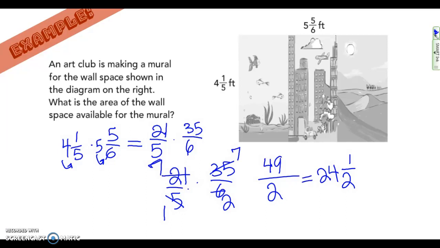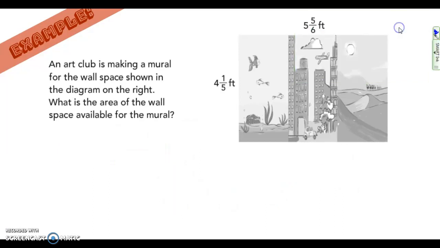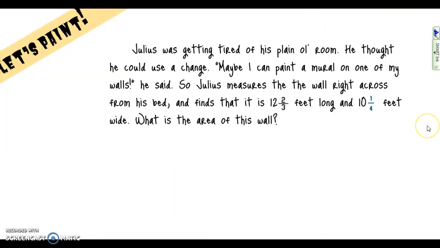Let's move on to the next one. All right, this problem says, Julius was getting tired of his plain old room. He thought he could use a change. Maybe I can paint a mural on one of my walls, he said. So Julius measured the wall right across from his bed and finds that it is 12 2/3 feet long and 10 1/4 feet wide. What is the area of this wall? Well, we know that area equals length times width.